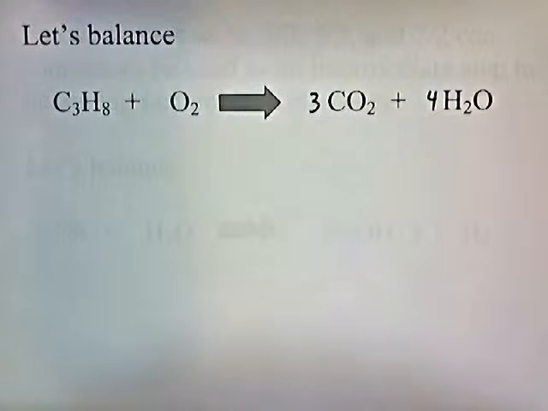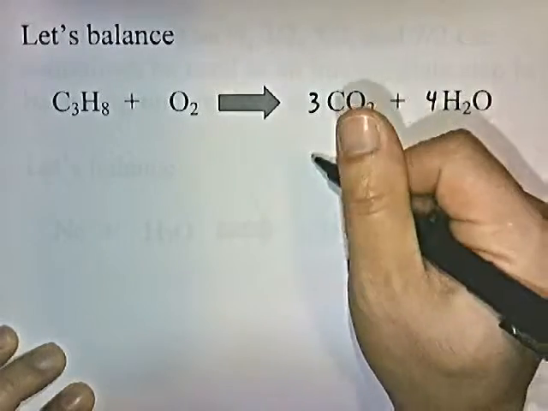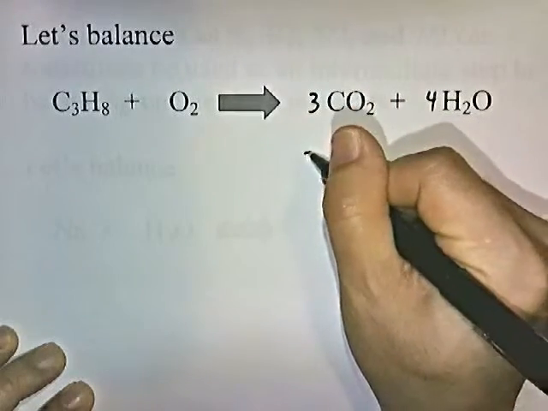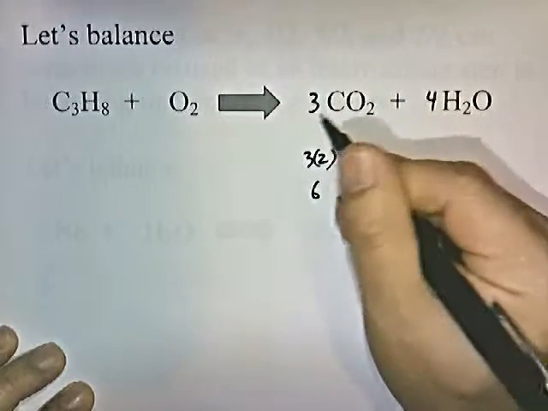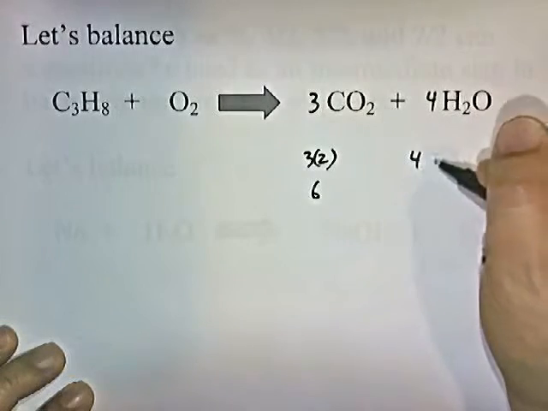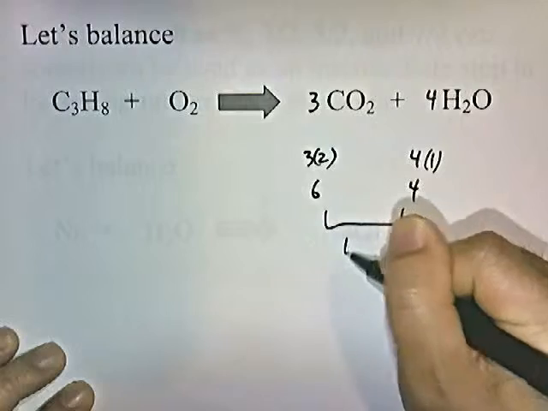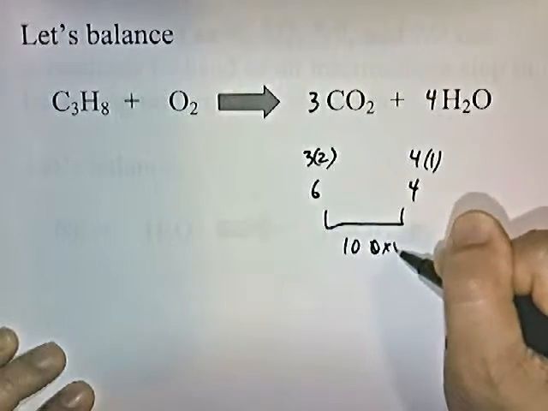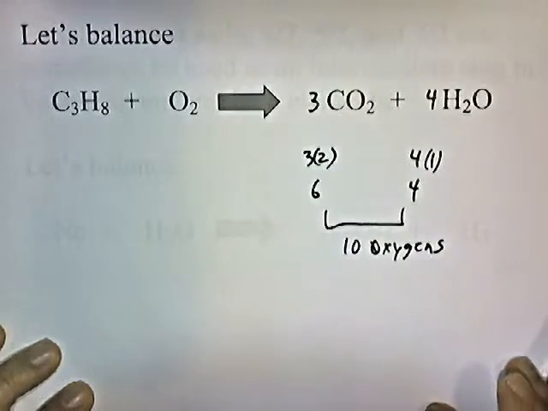Now let's count up the oxygens. We have 2 oxygens right here, and then how many oxygens do we have right here? Well, 3 times 2 gives me 6 oxygens right here, and then 4 times 1, so 10 oxygens. So there are 10 oxygens on this side of the equation right here.